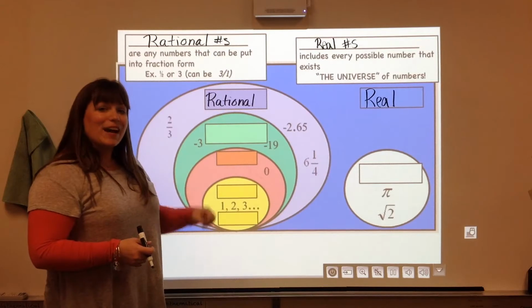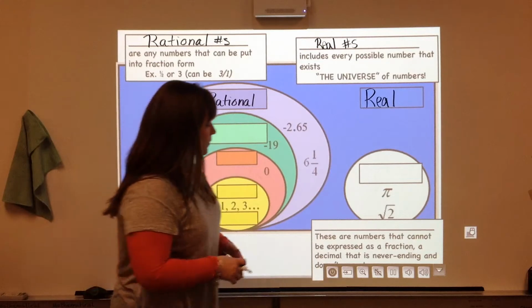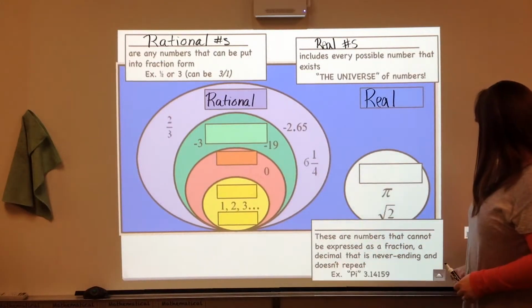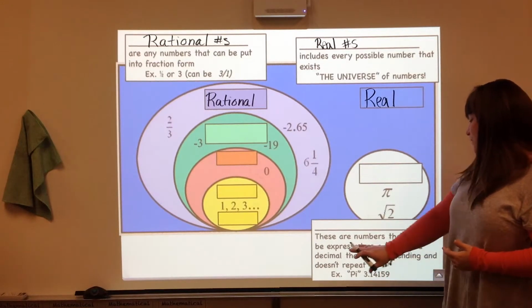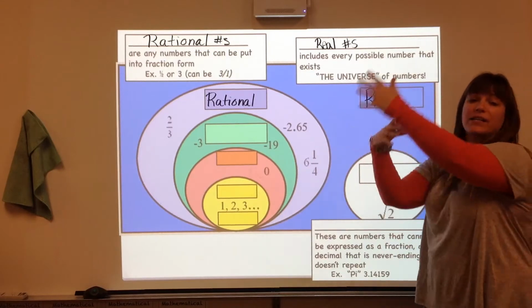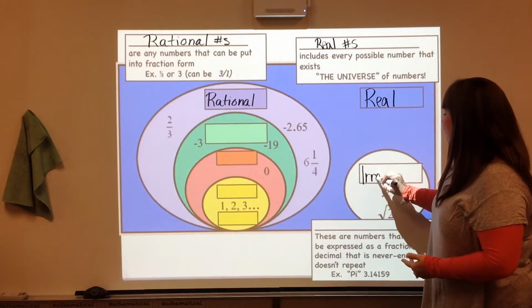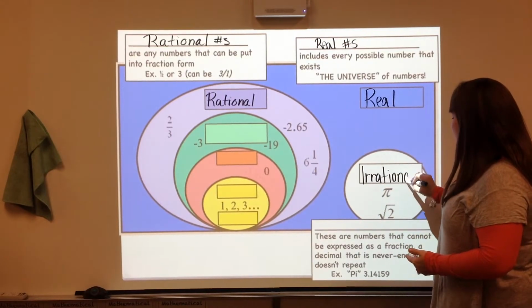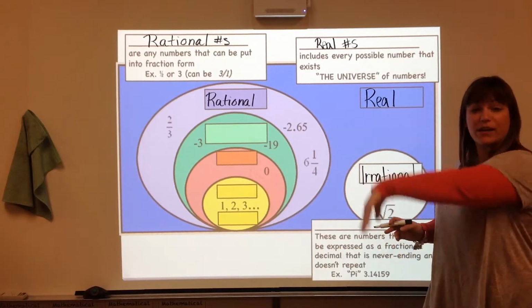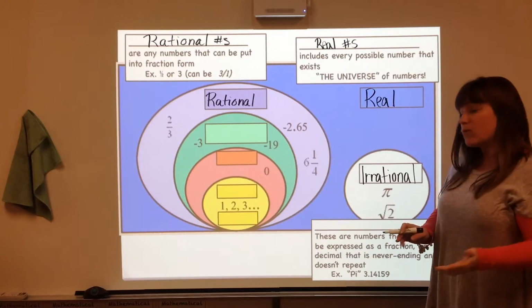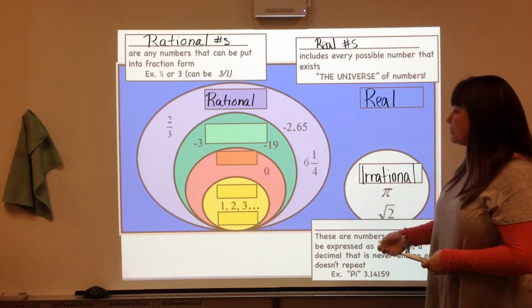If a number cannot be shown as a fraction, it has a special name. These numbers that can't be expressed as a fraction and are a decimal that's never ending and doesn't repeat are called irrational numbers. So it's not rational, it cannot be expressed as a fraction. Two special cases are pi, a decimal that never repeats and never ends, and another one is the square root of 2. So it's a smaller category, that's why it's a smaller circle.